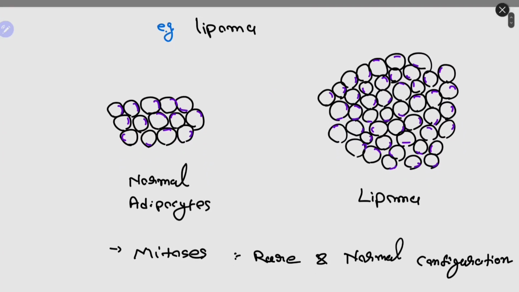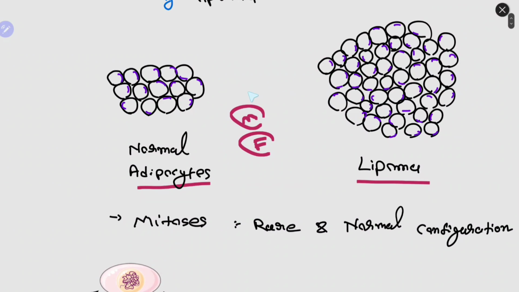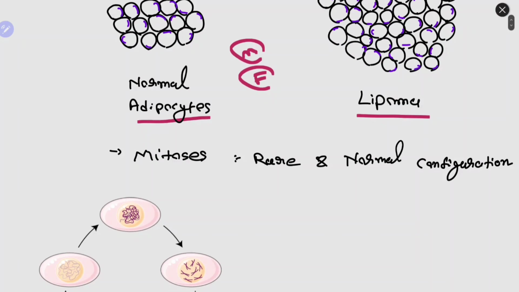This is the image of a lipoma. On the left side we can see normal adipocytes, and on the right side we can see lipoma. We can't differentiate between these two cells because they are morphologically and functionally similar. The only difference is that in lipoma, there are many cells present, which causes the tumor.